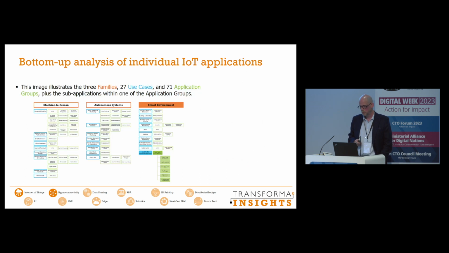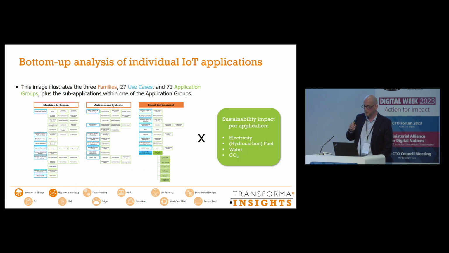So what did we do? Well, the way to really get into what the impact is, is to look at a granular level at each of the various different use cases, the various applications. And we have a very granular segmentation of what's included under this IoT umbrella. That will be way too small for anybody to read, I'm sure, but there's a version of this up on our website, or if anybody wants to see that slide, then do let me know. But for each of those, we then looked at the sustainability impact per application: electricity, hydrocarbon fuel, water, CO2.